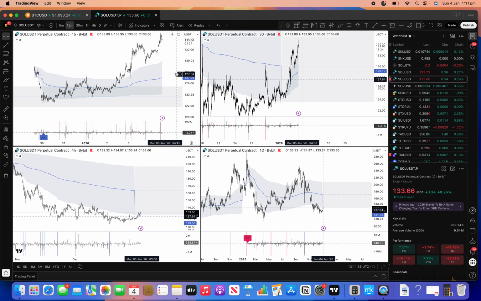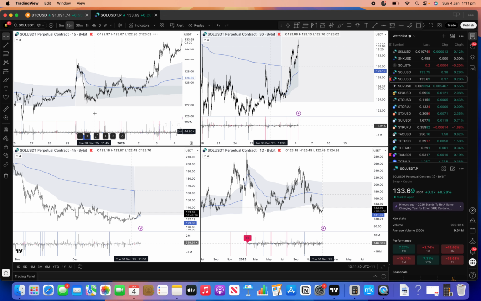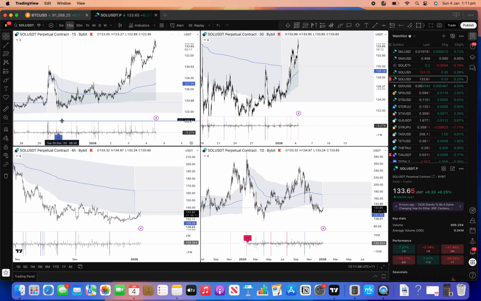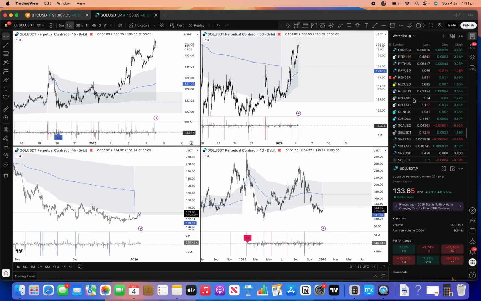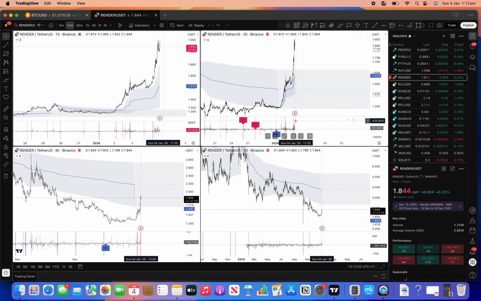Over here on the lower time frame, we've got the 15-minute chart. We've got a buy signal right after this sell-off here. The buy signal's gone off, and look what price has done afterwards. Not a bad trade either. What else have we got? Have a look at Render. Render's had a really nice entry.